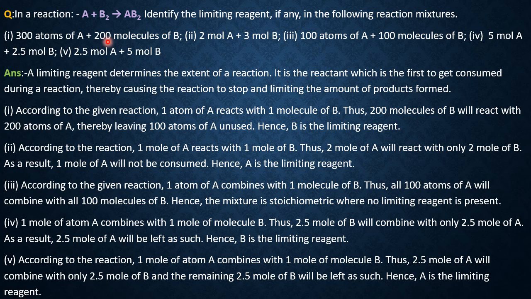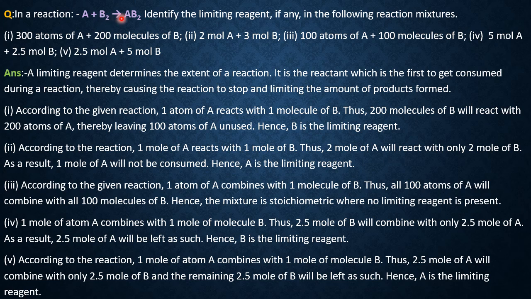Second combination, 2 mole of A reacting with 3 mole of B. This is in terms of the mole. Earlier one was in terms of the number. Now we will go as per the mole only. 1 mole of A with 1 mole of B2 to give 1 mole of AB2. Now here 2 mole of A is taken. For 2 mole of A, 2 mole of B2 is required.